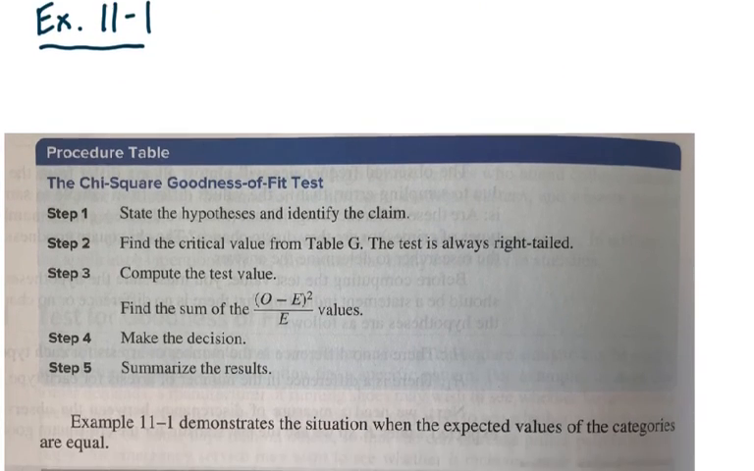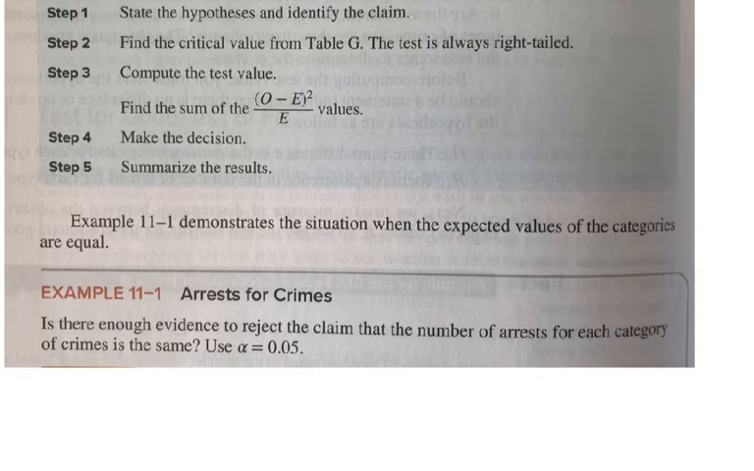There's a little procedure table. We'll go back over it. Example 11-1 on arrests for crimes reads as follows. Is there enough evidence to reject the claim that the number of arrests for each category of crimes is the same? Use alpha equals 0.05.